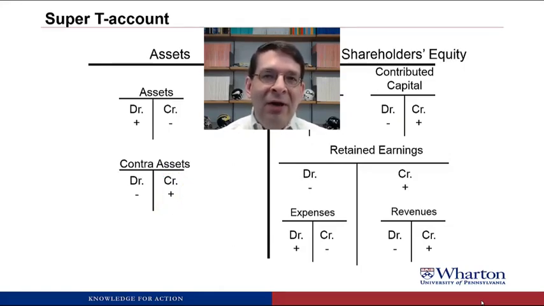The way to think about it is a contra account is keeping track of the decreases or reductions in a specific asset account. It's almost like an expense. Expenses sit on the shareholder's equity side of the balance sheet in retained earnings, but they have a debit balance. That means an increase in expense reduces retained earnings. And in fact, an expense is just a contra shareholder's equity account. So you've actually seen this before, and you're going to see a lot of it again, and as you see it over and over, I think it'll become more intuitive to you.